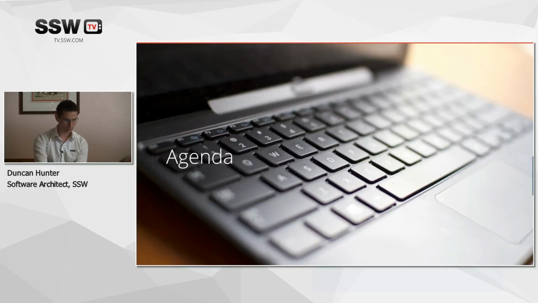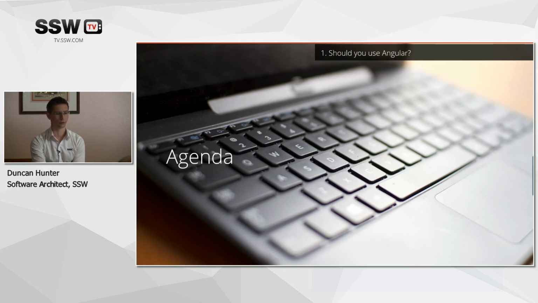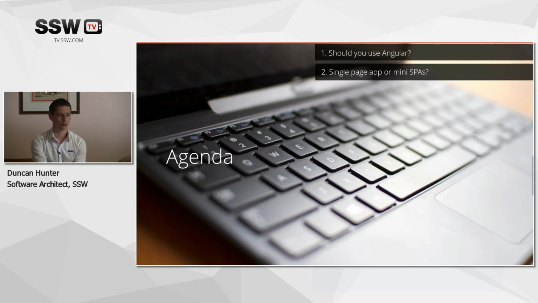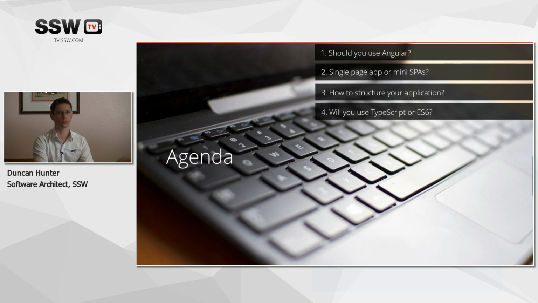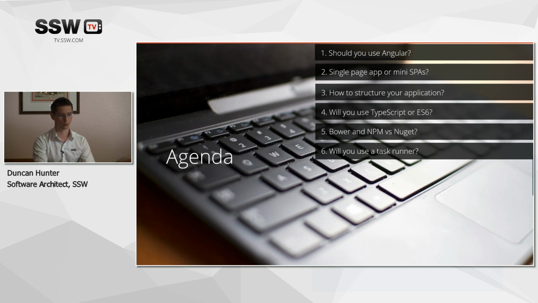So tonight's agenda, we're going to run through these 10 points. So we're going to talk about whether or not you should use Angular at all. Should you use a single page app, or should you do mini SPAs where you're doing a mixture of ASP.NET MVC and Angular? How to structure your application. Will you use TypeScript or ECMAScript 6, which they're now going to be calling JavaScript 2015, and they're supposedly going to be releasing every year and more often? Should you use Bower and NPM, or should you use NuGet? Will you use a task runner and have a front-end build process?